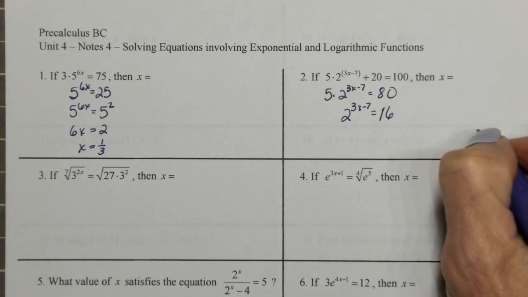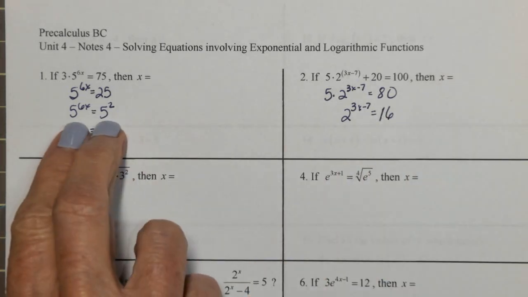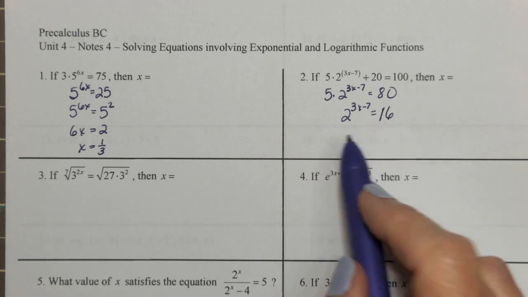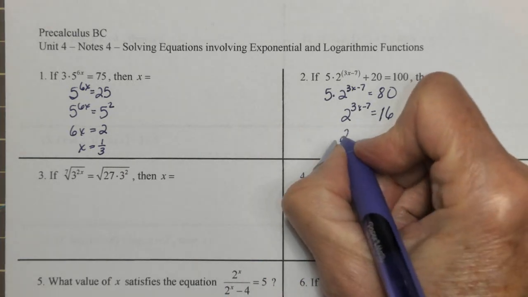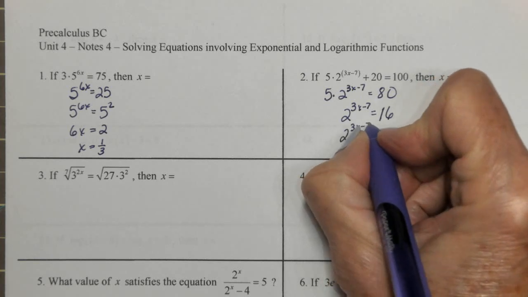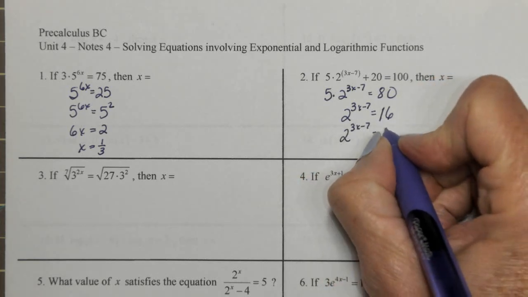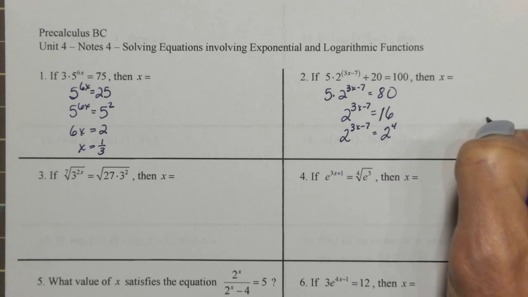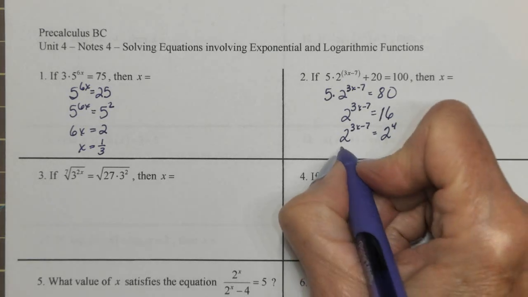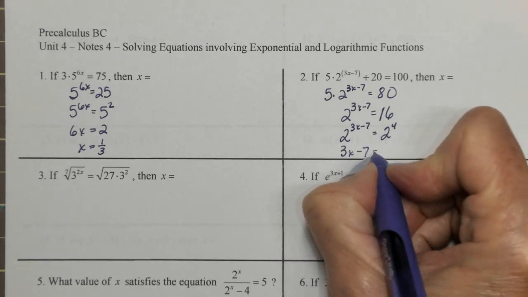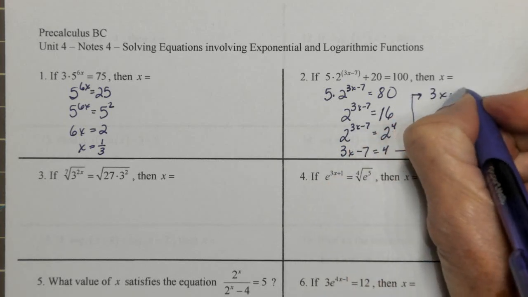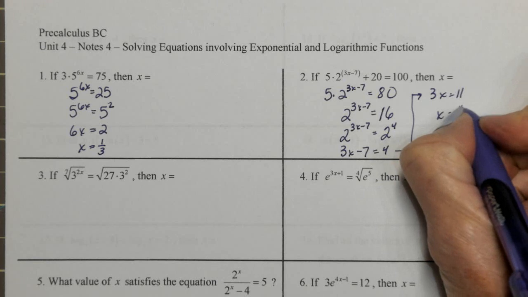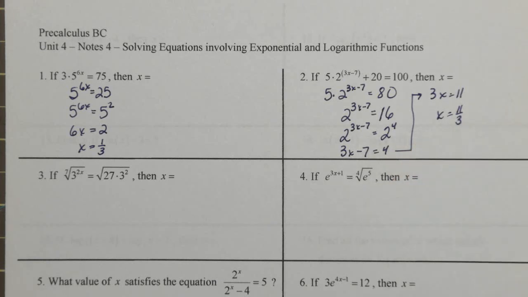16. And now I'm at the step where I notice that 2 and 16 are both powers of 2. So I can write this as 2 to the 3x minus 7, and 16 I can write as 2 to the 4th, and now their powers must be equal. So 3x minus 7 must be 4, 3x must be 11, so x must be 11 over 3.